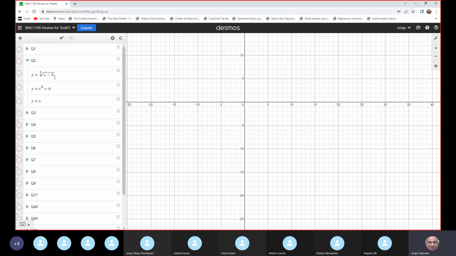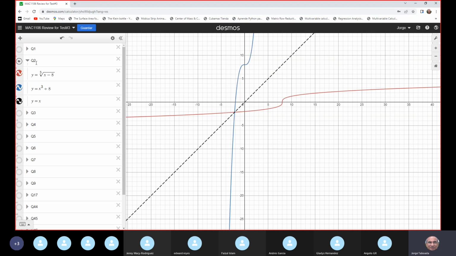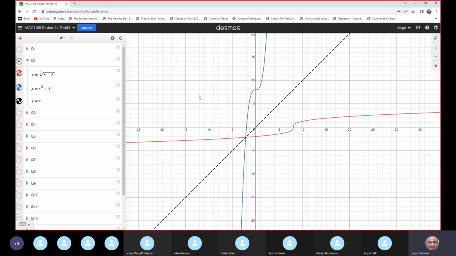I copy here the original given function and the inverse function, and when I graph both, look. Whoa. The red one is exactly what we predicted. It is the cubic root function. Normally the basic function starts at 0, 0, but in this case we have translated a unit to the right. Cool.